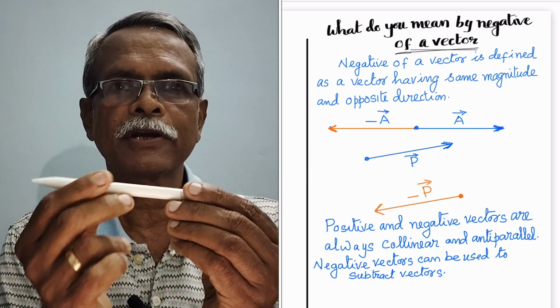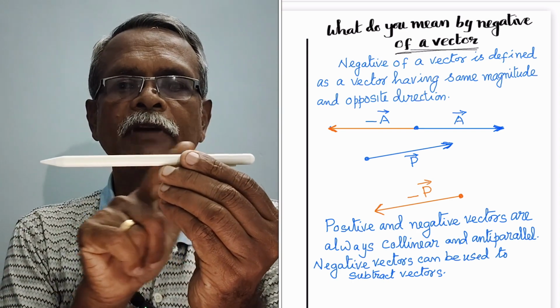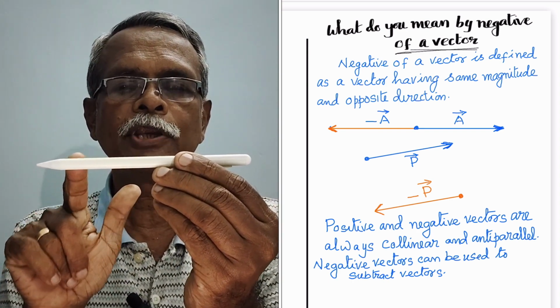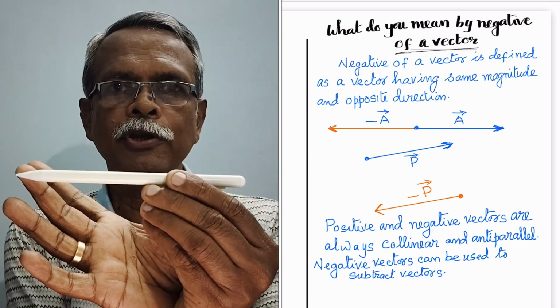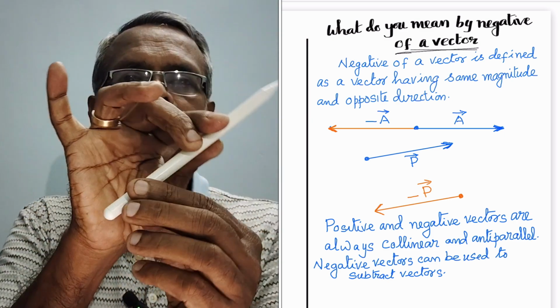So, we continue our study about vectors, and today we will start with the concept of a negative vector. That is, when you consider a vector in this direction, this is a vector, and the negative vector means a vector having the same magnitude but opposite in direction.